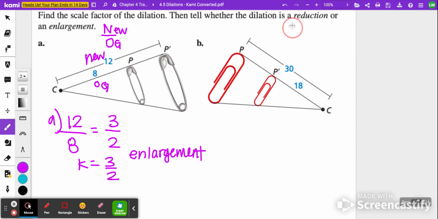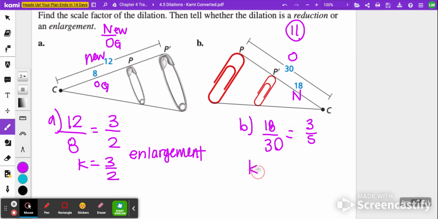Pause the video, see if you can try letter B on your own. When you're done, click play to check your work. For this one, it looks like the new one, P prime, is here with 18, and the original one, just the letter P, is the 30. So for this option, we're going to have 18 over 30, and then we can reduce those maybe by 6. We get 3 over 5. This scale factor, since it's less than 1 but still greater than 0, we're going to call that a reduction.